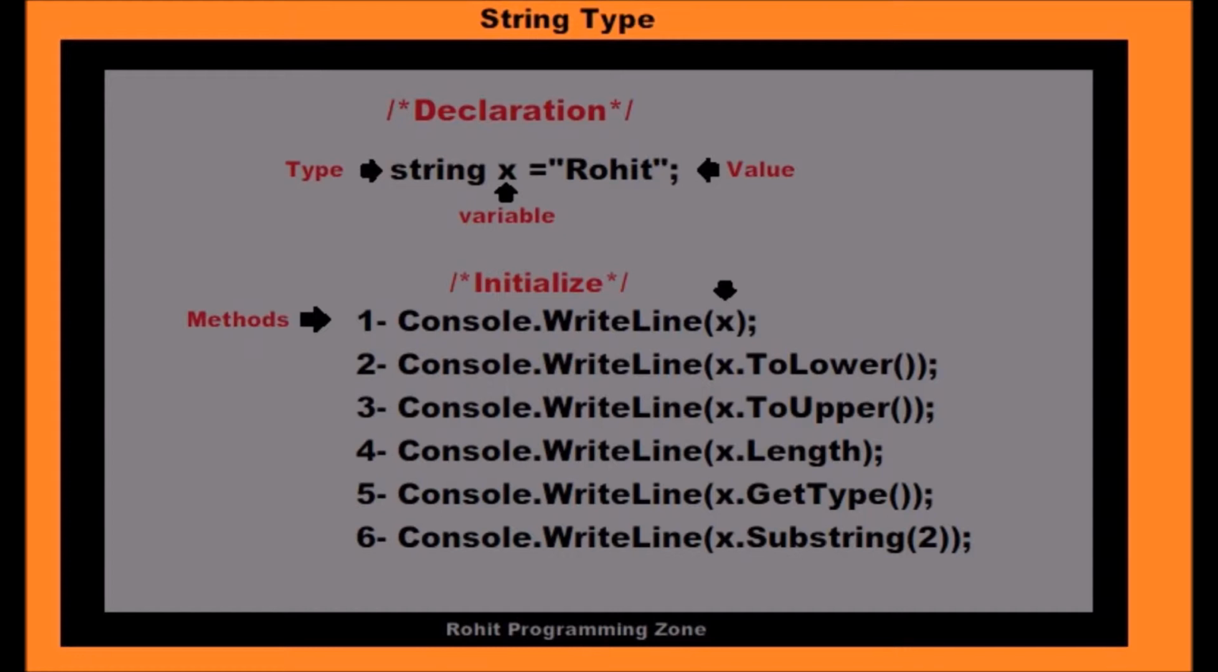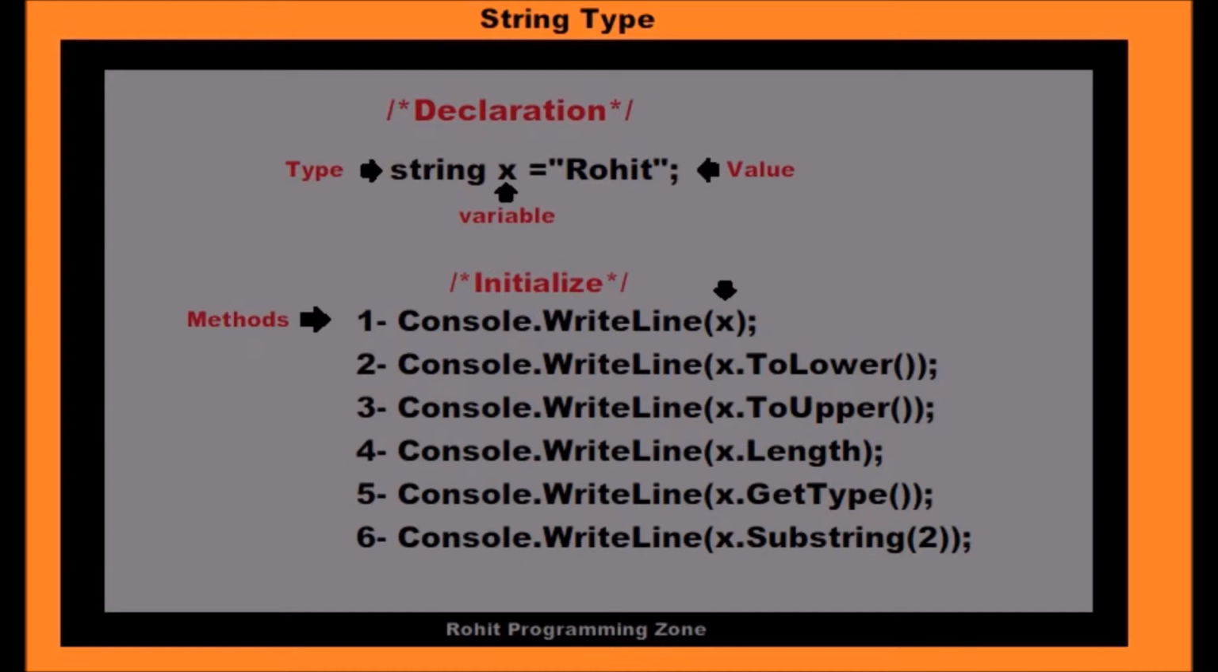So here I have some examples to manipulate string values. Number 1, Console.WriteLine(x). Here Console.WriteLine is a method of the System namespace which is generally used in a program to display values on the console screen. So inside this method I have put the x variable name to display the value. So it will display Rohit on the console screen.